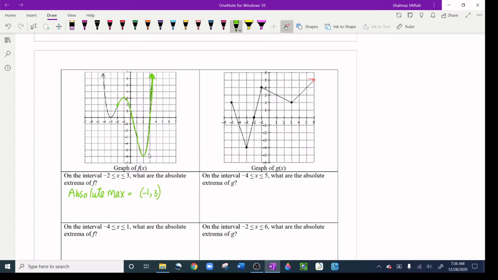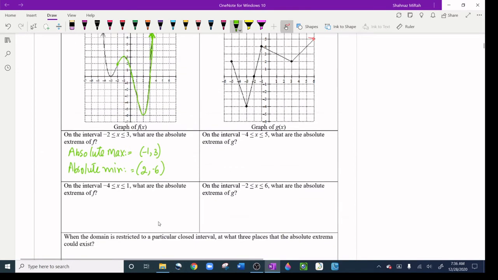Now which one is the absolute minimum? The least, the smallest y value is right here, -6. What is the x value for this? 2. So that's my absolute minimum, which is (2, -6). Done.